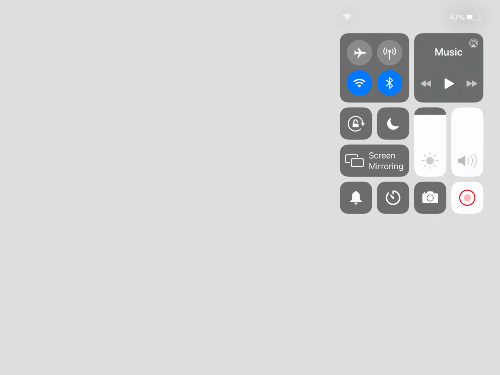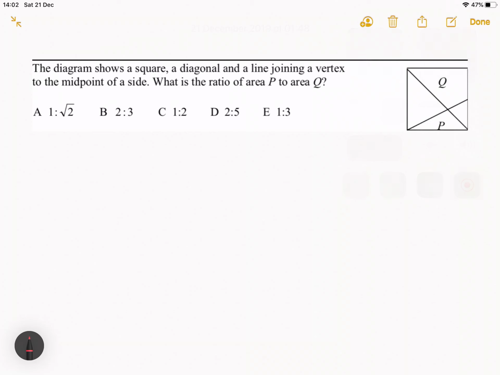Today we're going to be trying to solve another UKMT question. The diagram shows a square, a diagonal and a line joining a vertex to the midpoint of a side. What is the ratio of area P to area Q?